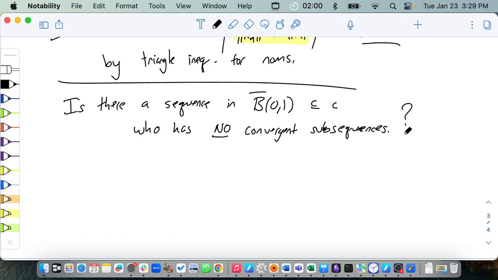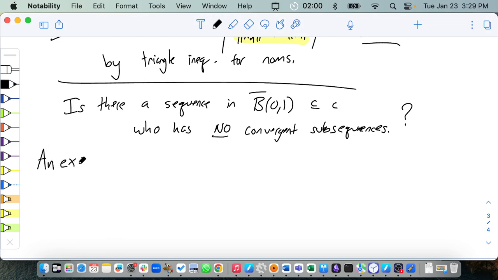I mean, the answer is yes. I told you there are some, but can we think of an example? There's actually some simple examples. So again, it's going to be a sequence of sequences. The rules are the norm of the sequence always has to be less than or equal to 1, but there's no way to make it converge, not even by taking a subsequence. Slippery. Okay, let me tell you an example.